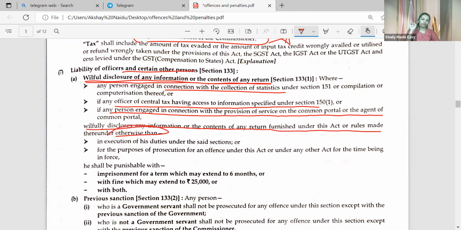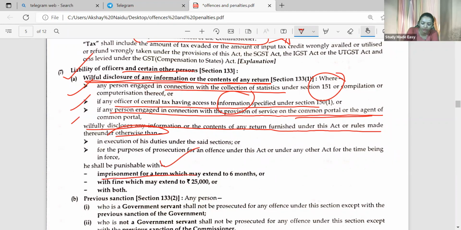Now, I made a small mistake in speaking, let us rectify. Liability of officer and certain other persons. See, actually you are the person who is having all the statistics. You are having information, like bankers, like the central government. They are having central government officers. You are having information. You are having statistics. Now you are working on the common portal and you willfully disclose information. You have this information, and you willfully disclose that information to some other person. So if you have that information and willfully disclose it, in such a case you will get punishment.